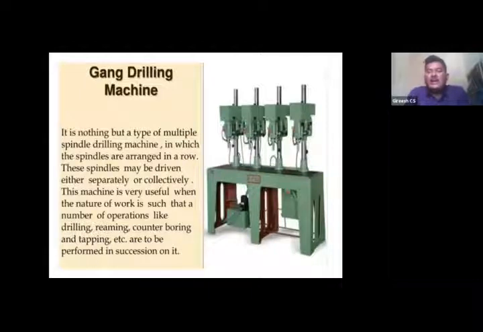Here, suppose the drilling speed is the same, you can use the same motor for all the spindles. Suppose you want to operate at different speeds, you can also attach a motor individually. At the top of the machine, space is provided where you can attach the motors individually, or you can run the machine collectively to produce simultaneous operations on the workpiece. The gang milling machine will be used.